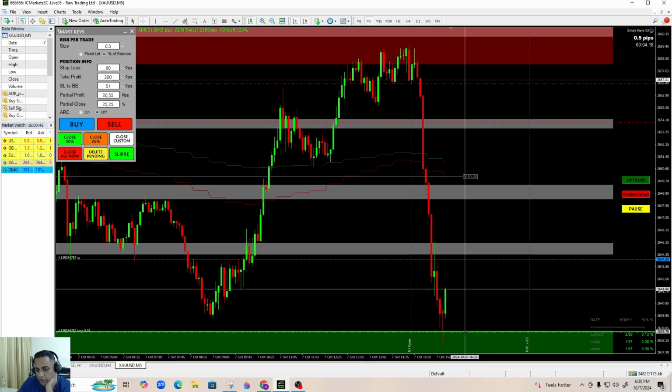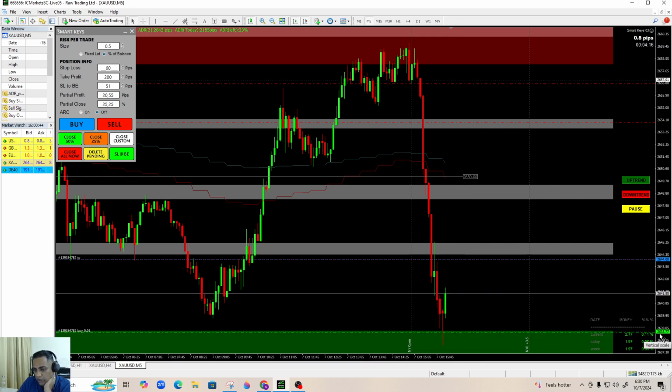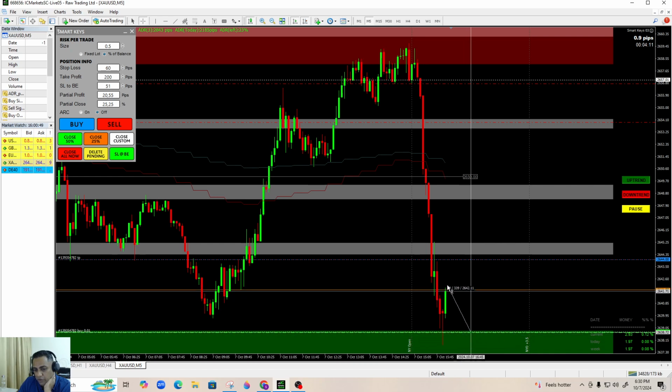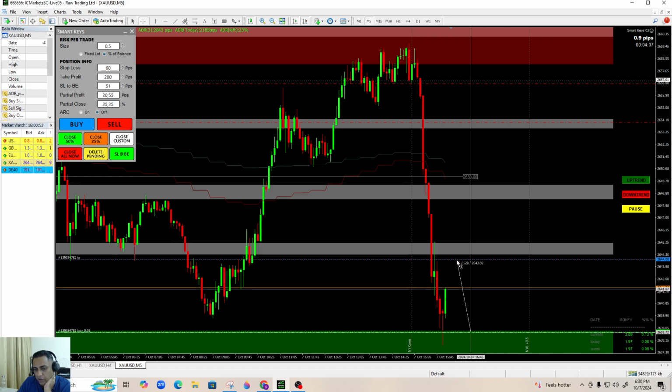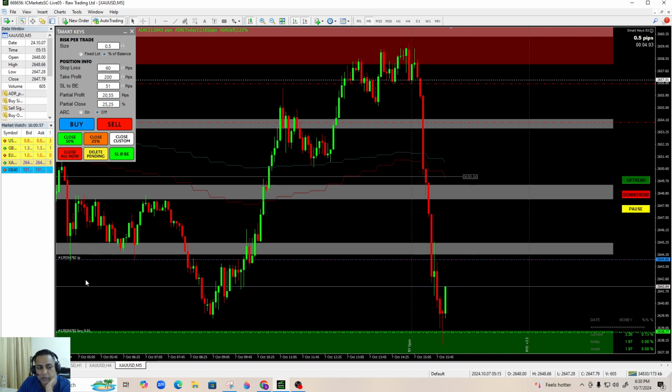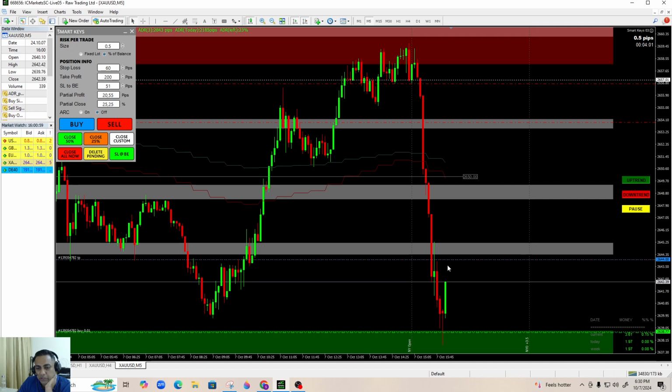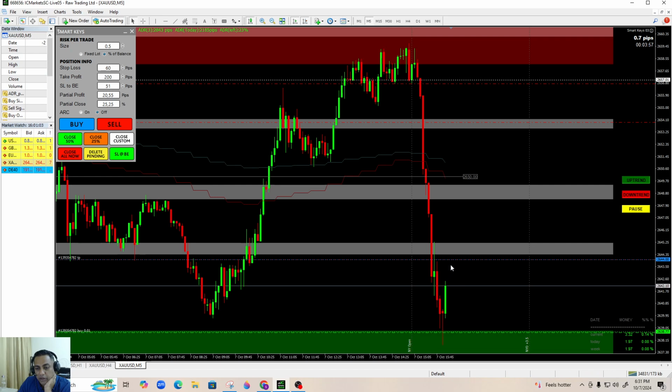So we did get a perfect reaction exactly where I had marked, 2638.77. Perfect reaction. Price pushed up 33 pips already, and I'm expecting it to come up about 52. I don't have just one single position left. I have one micro lot left that can't close anymore. I've taken two micro lots.